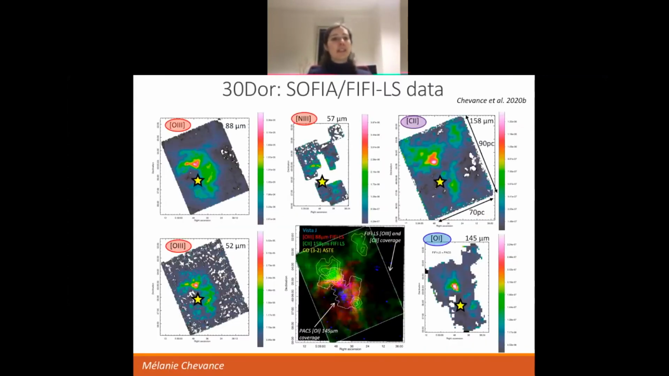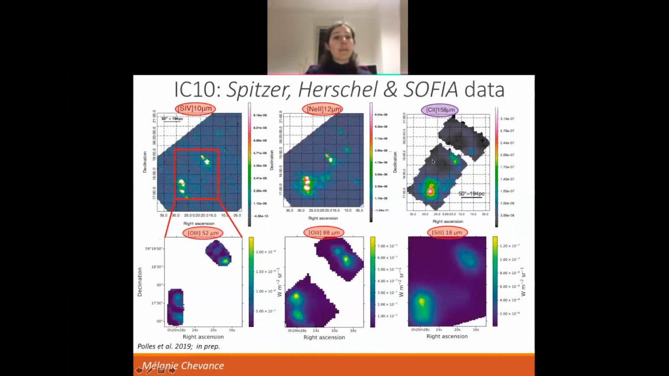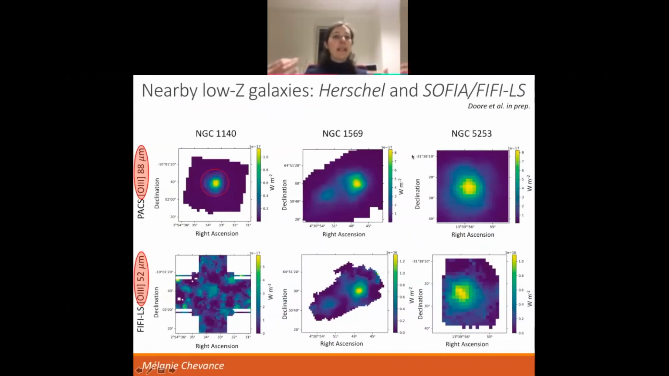So I want to start by flashing very quickly the data that we have. The line fluxes have been extracted from the cubes using a similar technique to what Jessica just explained. For 30 Doradus, we have lines from the ionized gas and from the neutral gas. Same thing for IC10, by combining Spitzer, Herschel, and SOFIA data. Many of these lines are from the ionized gas. We also have C2. And for the 3 galaxies that are a little bit further away, we have all 3 lines from PACS and from FIFI-LS.